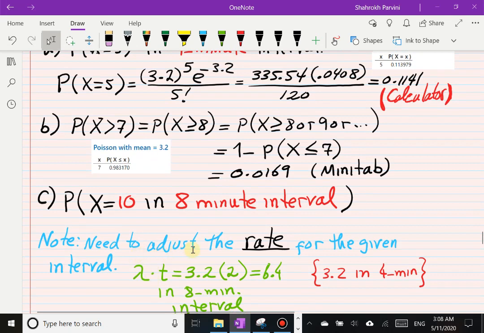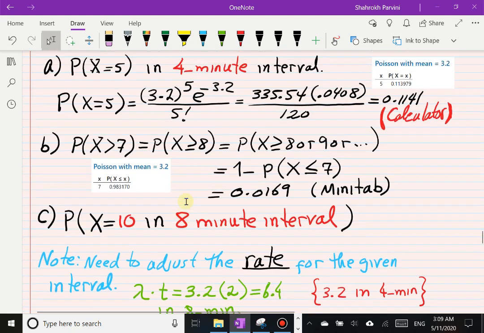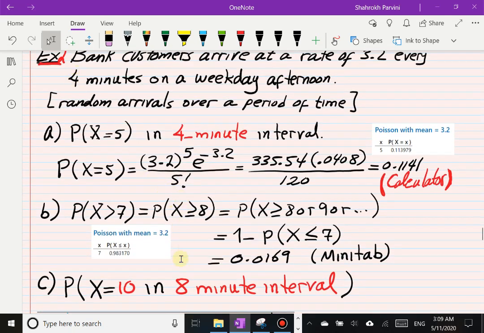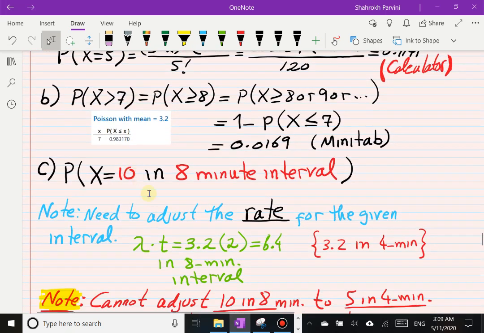So we need to adjust the rate. Okay, remember, this is an 8-minute interval. Our rate was 3.2 for a 4-minute interval. So my lambda t, lambda is 3.2 times 2, that would be 6.4. Why times 2? Because this is 8 minutes. It's twice 4 minutes. Remember, up here we had 4 minutes. 8 minutes is twice that. So we're going to double up on our lambda. That means 6.4 every 8 minutes, because I have 3.2 in 4 minutes.